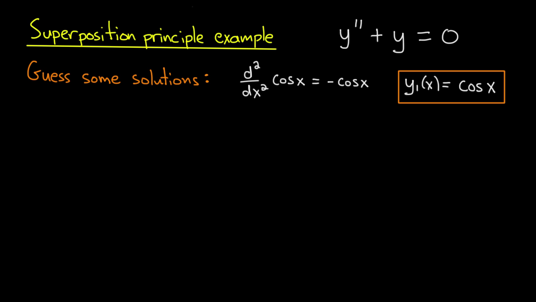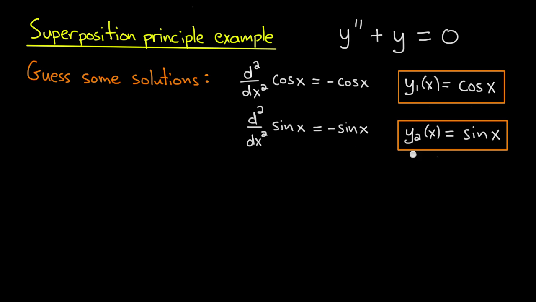Now the first thing you'll notice is that if you differentiate cosine twice, you get minus cosine. So in fact, cosine solves this equation. Plug in cosine, you get the second derivative is minus cosine, plus cosine is 0. Similarly, sine, if you differentiate it twice, you get minus sine. So sine also solves this equation. So we can quickly get two solutions to this equation. y1 is cosine x and y2 is sine x.